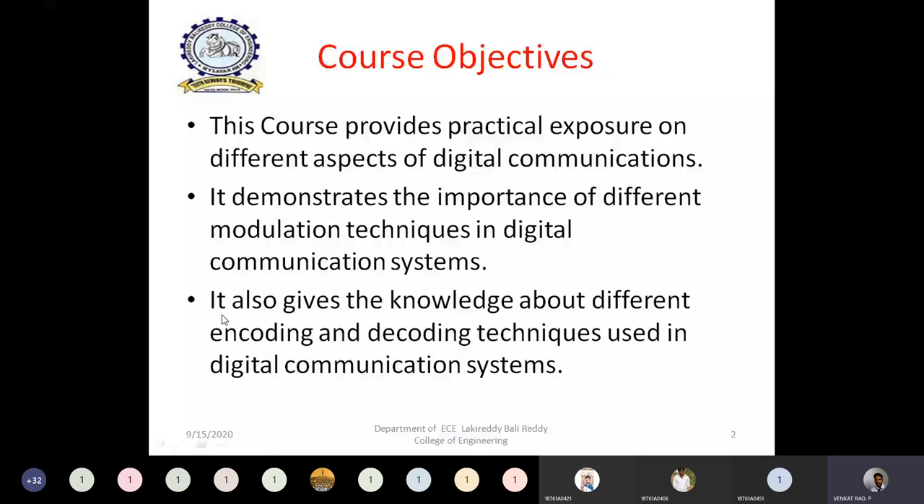And it also gives knowledge about the different encoding and decoding techniques used in digital communication systems. So if you observe our list of experiments in the lab syllabus, we have experiments related to encoding and decoding techniques also.